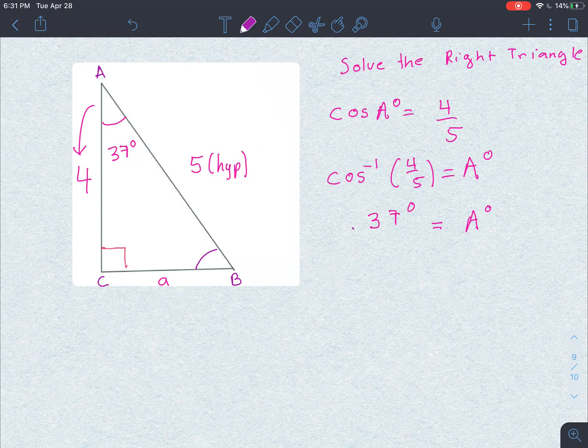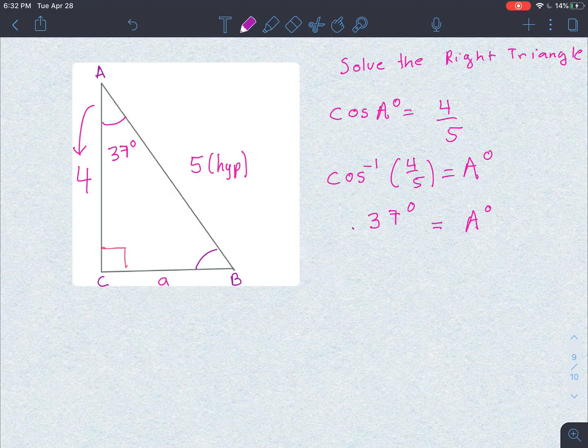So at this point, we could probably find a nice way to find angle B, since we know that we have a 90 degree and 37. We can just add those and subtract from 180 and find out the answer. But once again, we're just going to go the longer route just so we practice using this inverse notation.